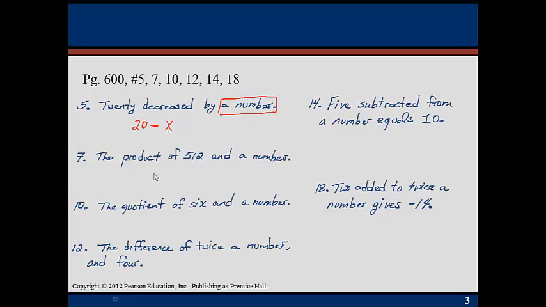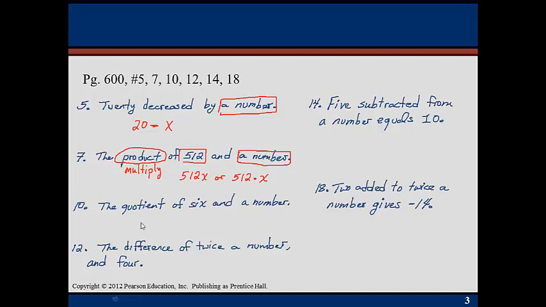For number 7, we have the product of 512 and a number. Well, product, that means multiply. So the two things we're multiplying are going to be 512 and a number. So we can write it as 512x, or you can write it as 512 times x.